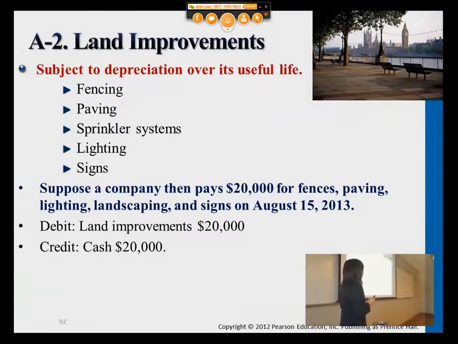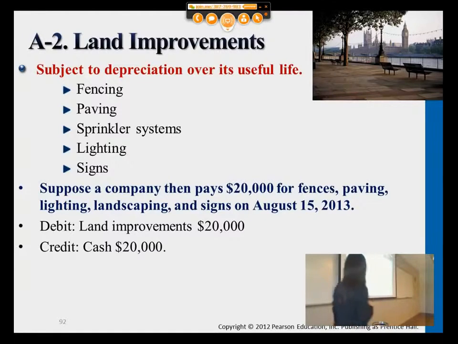Other costs that are considered not as necessary, considered improving the land usage, meaning that without these, the company still has the legal right to actually legally use the piece of land to construct buildings and do their business. But these are other things that go on top of the land. Okay, so we have a separate category called land improvements.